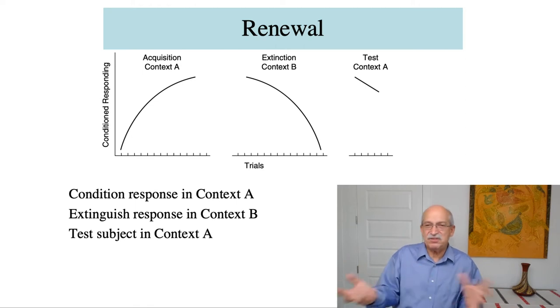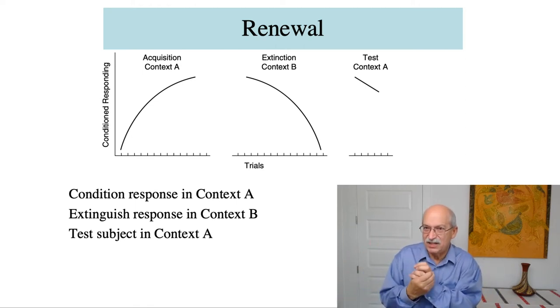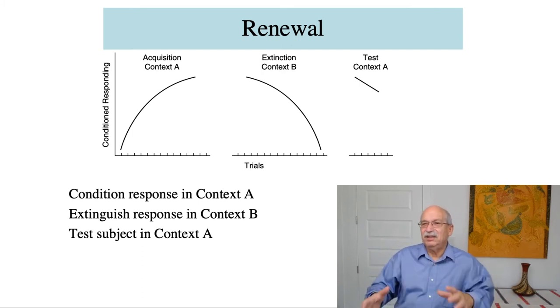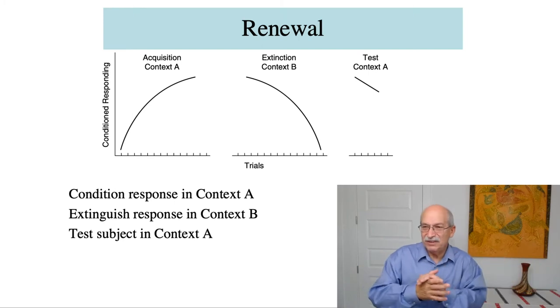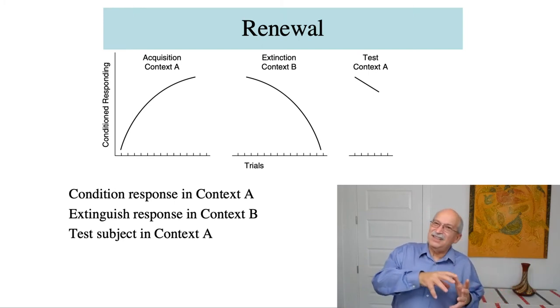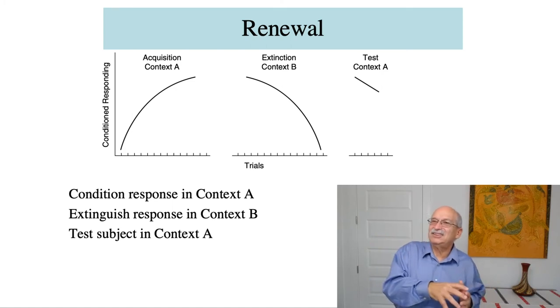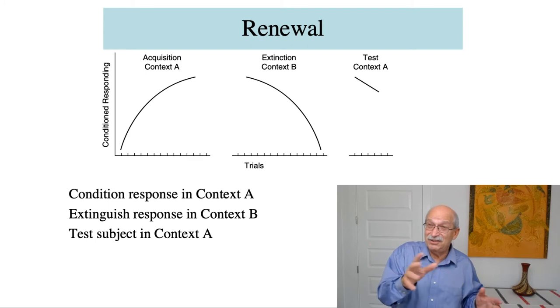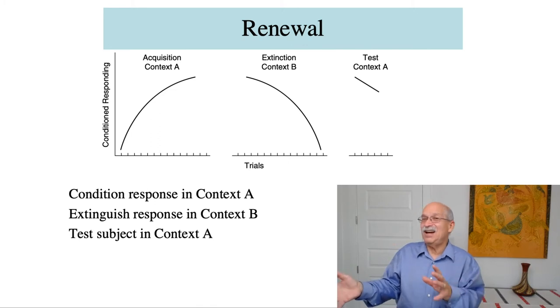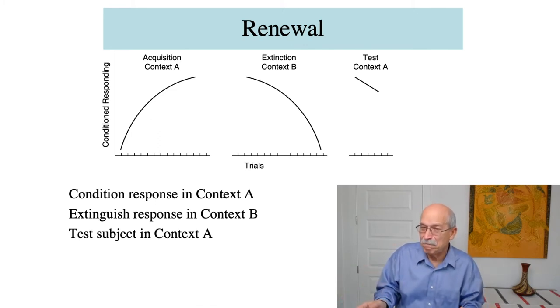Now, somebody comes in, we talked about stage fright, fear of public speaking, social anxiety, fear of being with other people, fear of being intimate with other people. We usually don't know where or how this fear was originally acquired. So we don't know what context A was. We measure the fear once the client comes in for treatment.